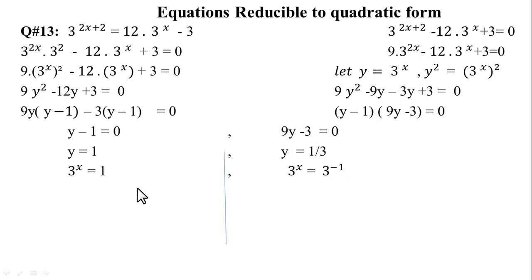Here we can write that any variable to the power 0 is equal to 1. So any variable or any constant term to the power 0, the answer will be 1. So we can write 1 as 3 to the power 0. So 3 to the power x is equal to 3 to the power 0, and 3 to the power x is equal to 3 to the power minus 1.